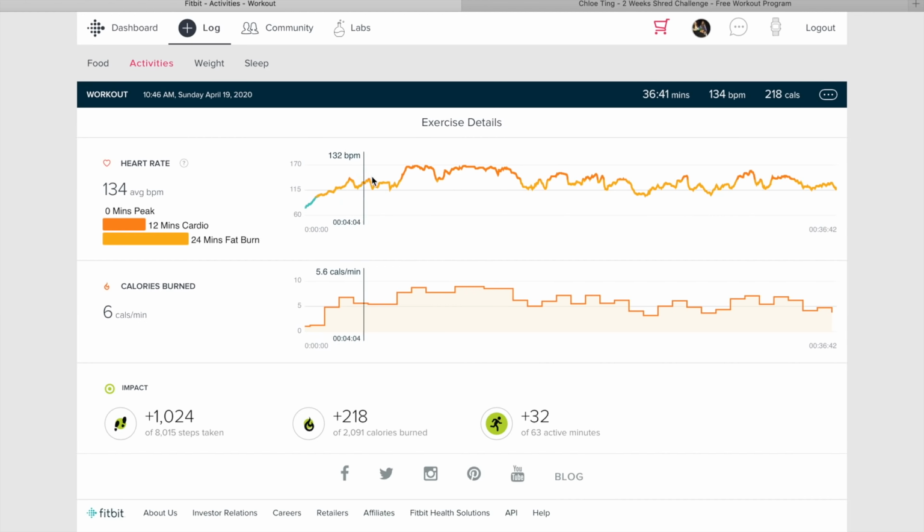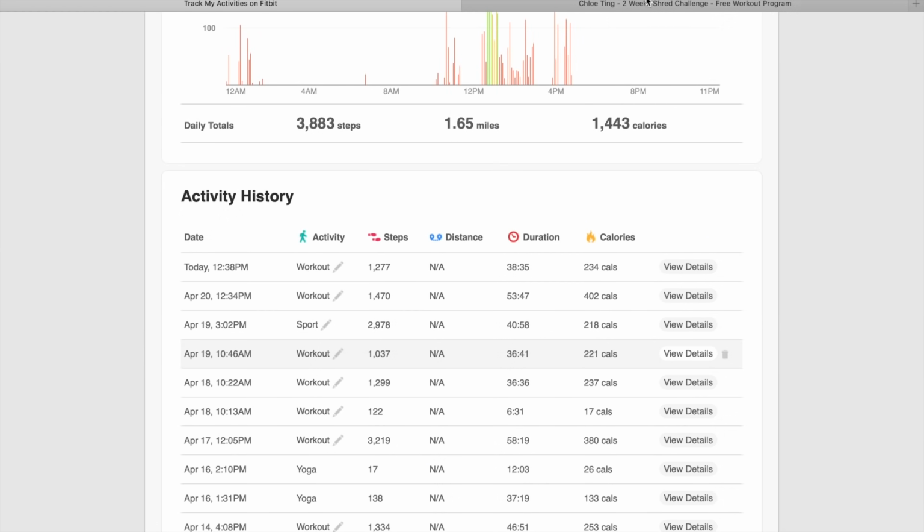So you can see here my heart rate is steadily increasing and it's remaining in that cardio and fat burn zone for almost the entirety of the workout. So she did a good job of getting my heart rate high. And I burned 218 calories that day. Now we're gonna go to day three.